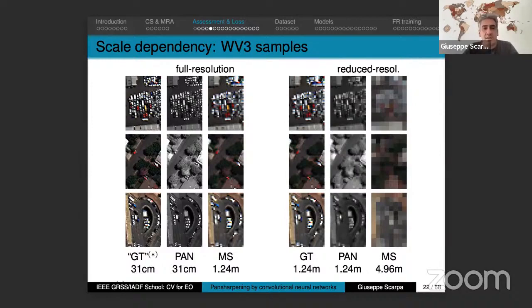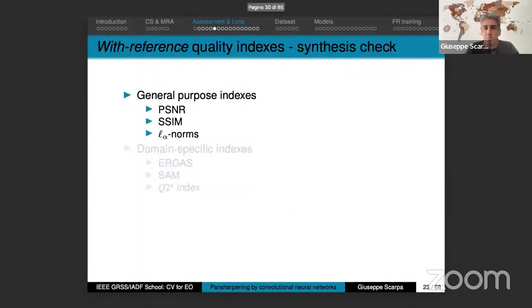In summary, these examples say that there can be whole categories of objects and stuff and classes that may not be represented properly in the synthesized dataset obtained by resolution downgrade. And this can be an issue from both evaluation and training perspectives. Well, once clarified the limits of the synthesis process, it remains to decide what error function to use.